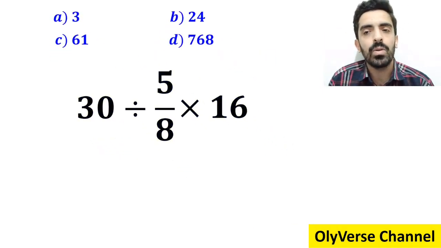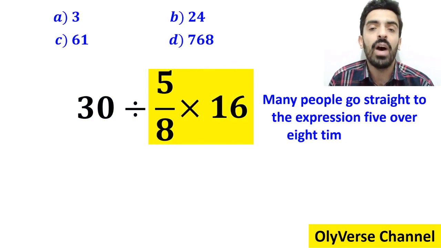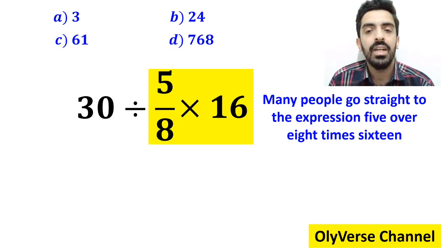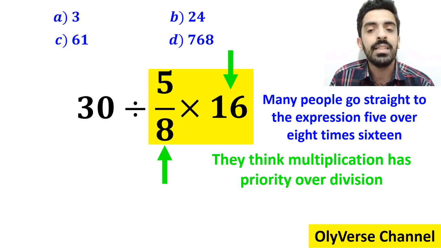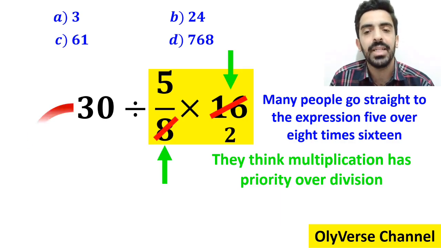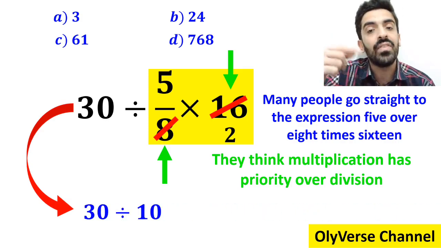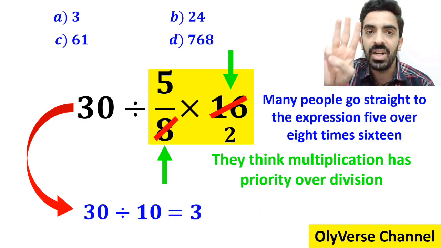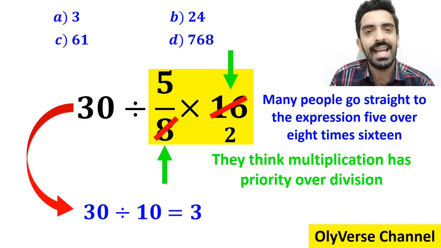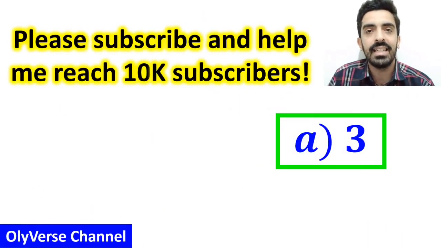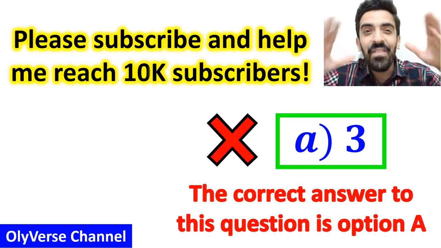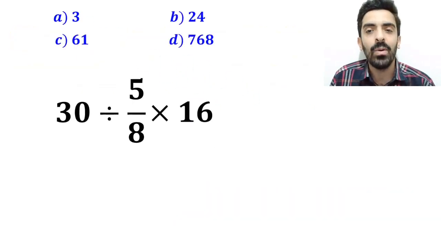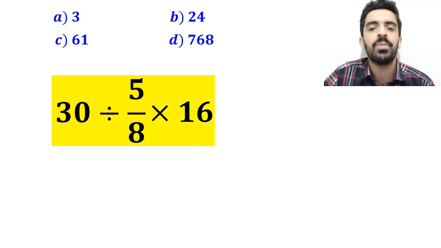At the beginning of solving this question, many people go straight to the expression 5 over 8 multiplied by 16, which I have highlighted in yellow, because they think multiplication has priority over division. And they say it's easy to simplify 16 with the 8 in the denominator and write this expression as 30 divided by 10, which finally gives them the answer 3. Then, without any hesitation, they immediately say that the correct answer to this question is option A. However, that's definitely wrong. Alright, now let me explain step by step how to solve this expression properly.